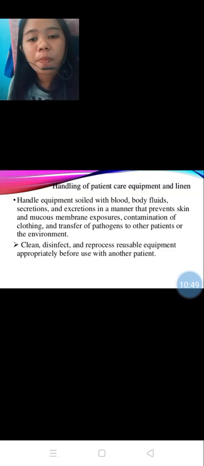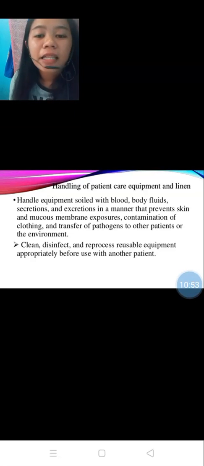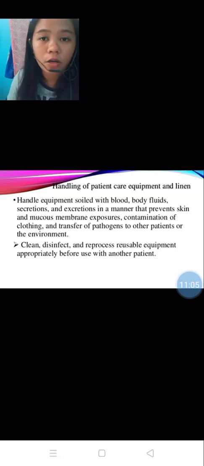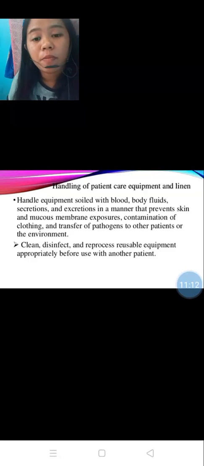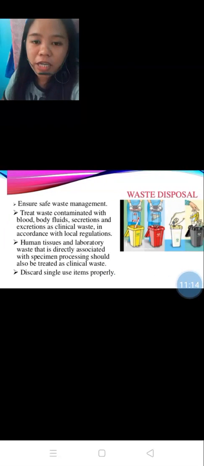For handling of patient care equipment and linen, they handle equipment soiled with blood, body fluid, secretions and excretions in a manner that prevents skin and mucous membrane exposure, contamination of clothing, and transfer of pathogens to other patients or the environment. They clean, disinfect, and reprocess reusable equipment appropriately before use with another patient.